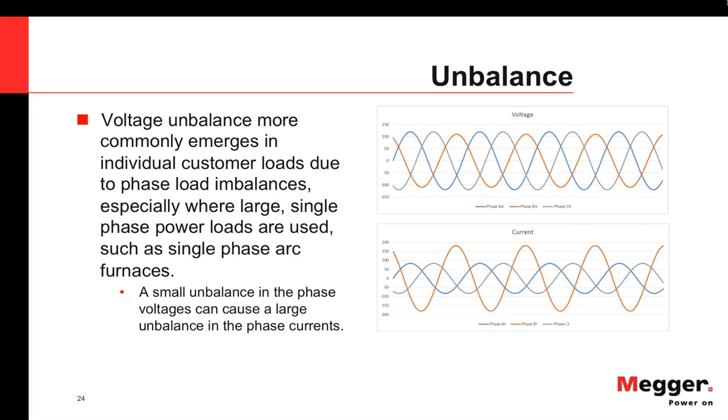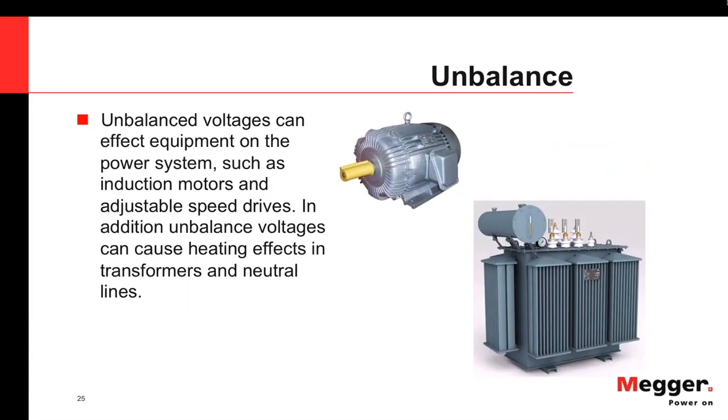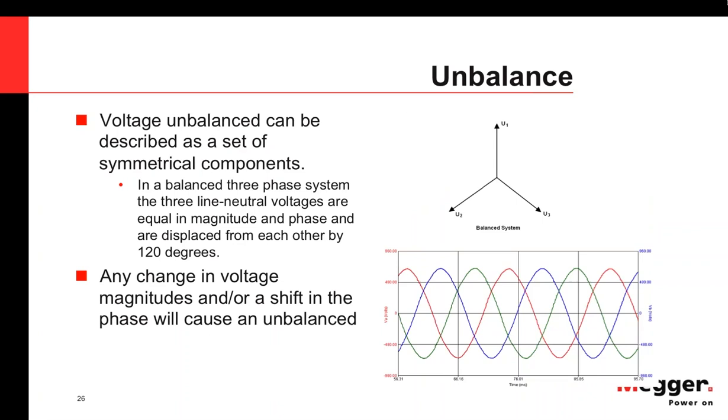When you have more current going through that motor, you're generating more heat. As you generate more heat, you're deteriorating that motor. This is one of the things that you can see with solar tiles when they're hooked up, if they are only put on one phase. Now, as I said, unbalanced voltages can affect equipment on power systems such as induction motors and adjustable speed drives, and it causes these heating effects due to the higher currents that we see.